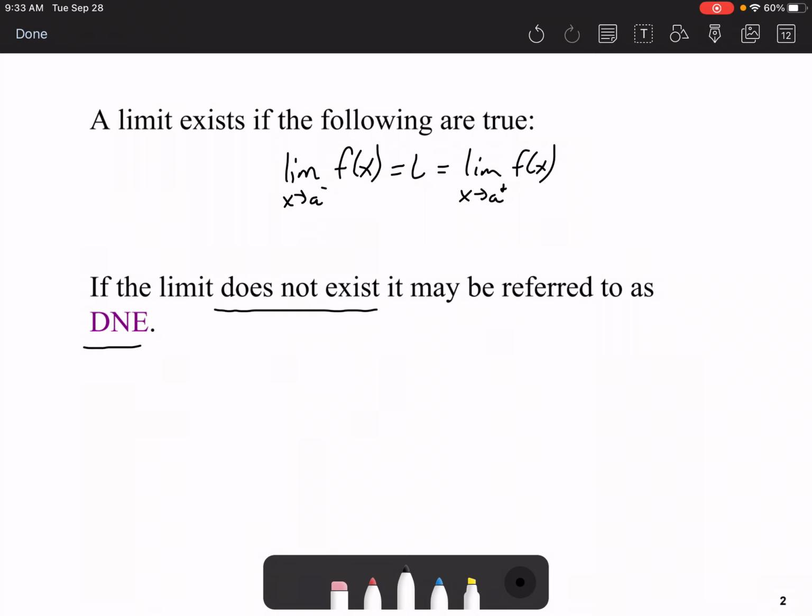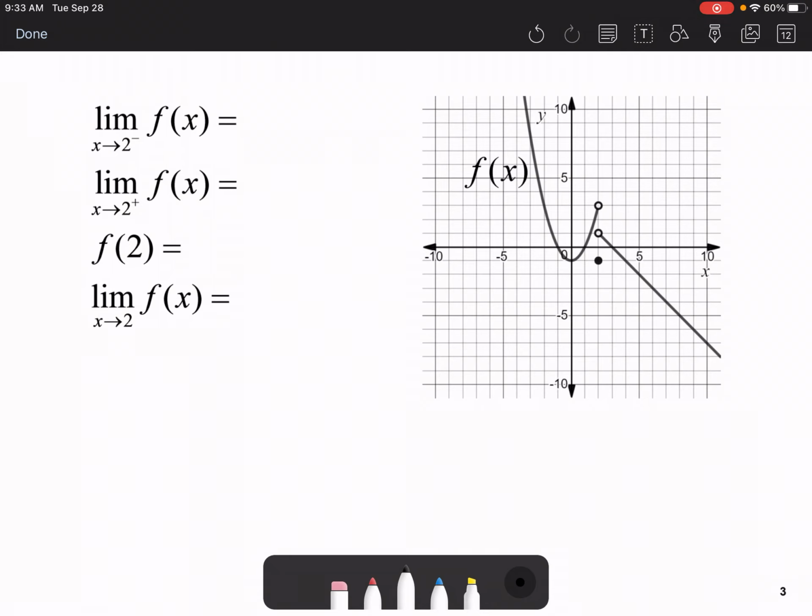Okay, so let's see how this works out. Here I have a piecewise function, f of x. You can see it is made up of a quadratic, a point, and a line. As we approach the value of 2, we're traveling along this quadratic. And as you get closer and closer to the value of 2, the y value you get infinitely close to is actually 3. So you just say it is equal to 3, not approximately, equal to 3.